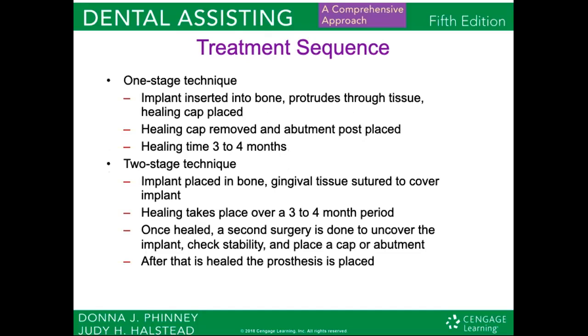So there's a couple of different techniques to do this. There is a one-stage technique and a two-stage technique. In the one-stage technique, the implant is inserted into the bone and it protrudes through the tissue, and then the healing cap is placed on top. Then the healing cap is removed and the abutment post is placed. And then healing usually takes between 3 to 4 months for the bone to completely integrate. We call that osseointegration, where the bone locks into the threads of the screws.